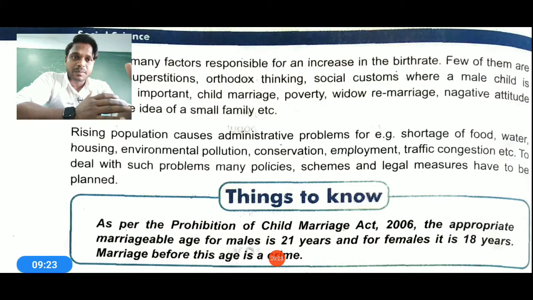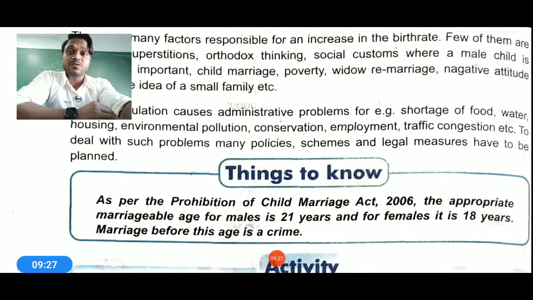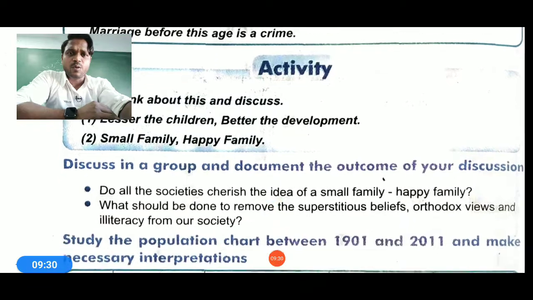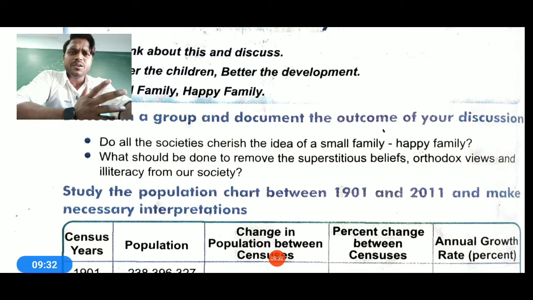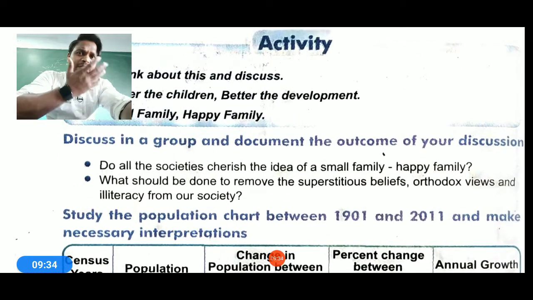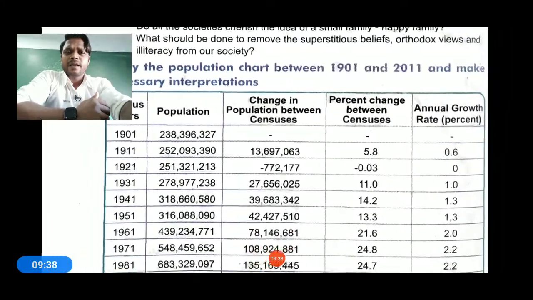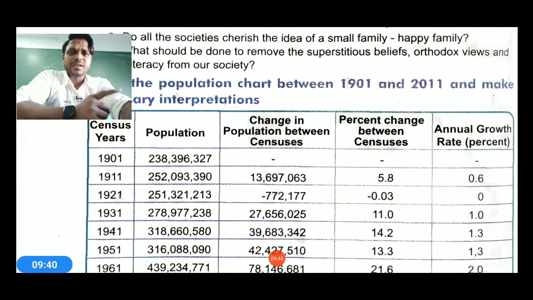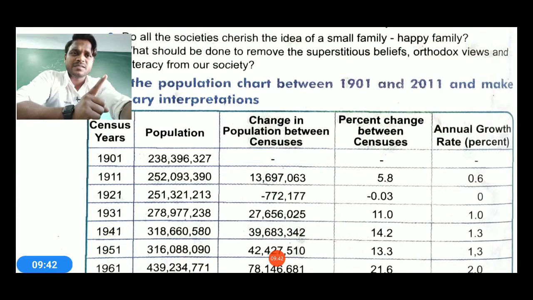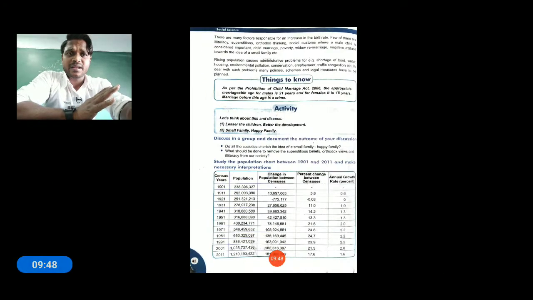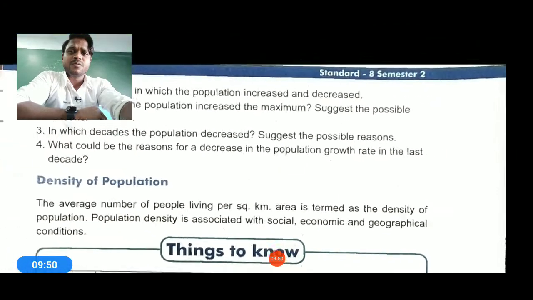Right now, whatever the population is there, we need to deal with the population, and in the future we need to control the population. As we go further, we need to discuss in the group about the documentary which I am showing you here. You can discuss according to your knowledge. Here you can calculate the population, changes in the population census, then population percentage between census and annual growth. So this is for you, you can just read and discuss, and we will need to move forward.